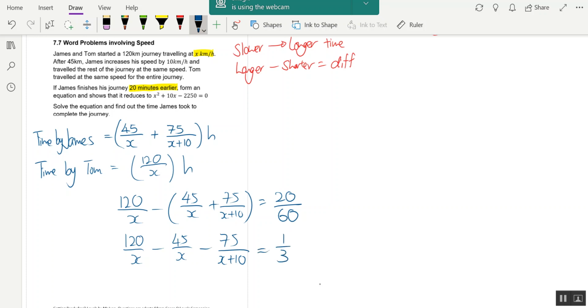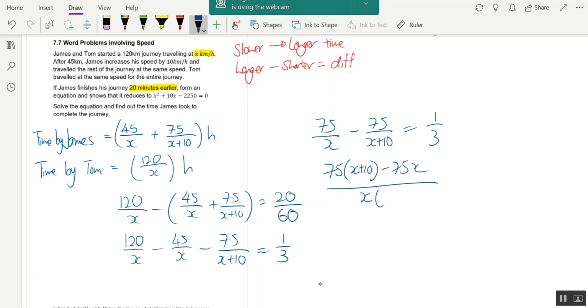The left side, let's make a common denominator. 120 minus 45, and that would be 75 over X, minus 75 over X plus 10, equals 1/3. Let's make a common denominator: 75 bracket X plus 10. And then from here we have 750 over X squared plus 10X equals 1/3.